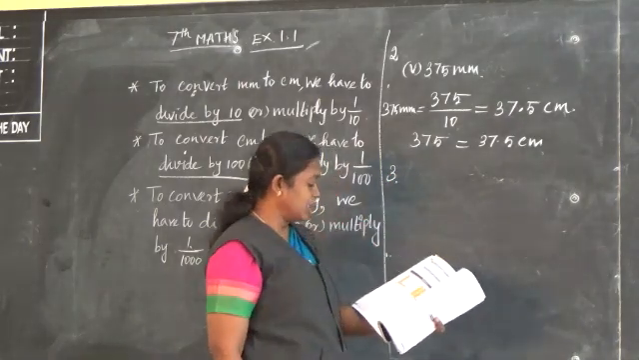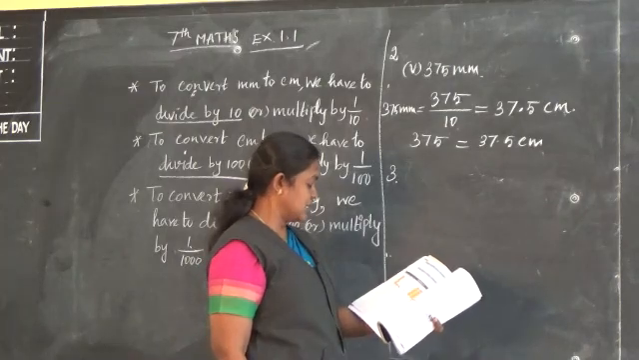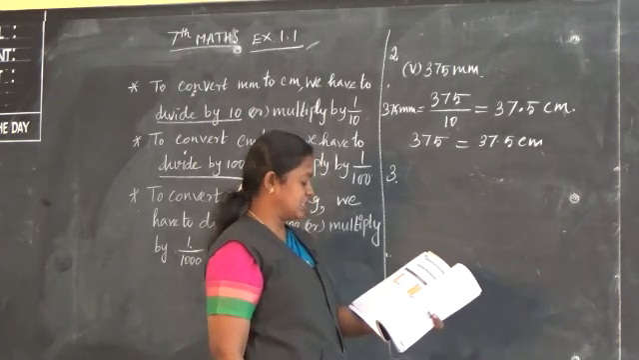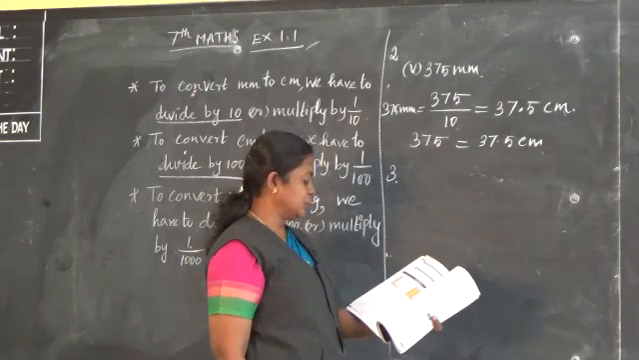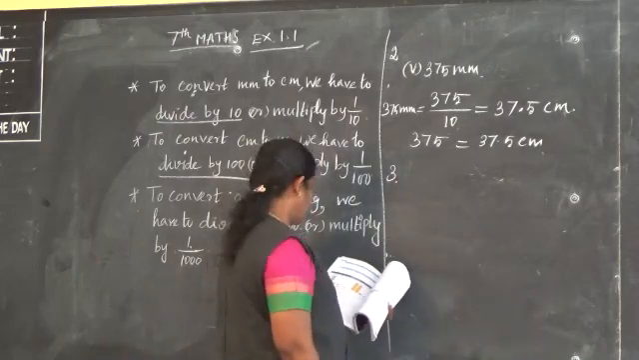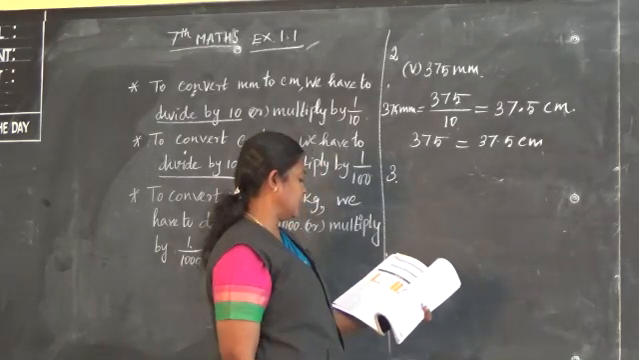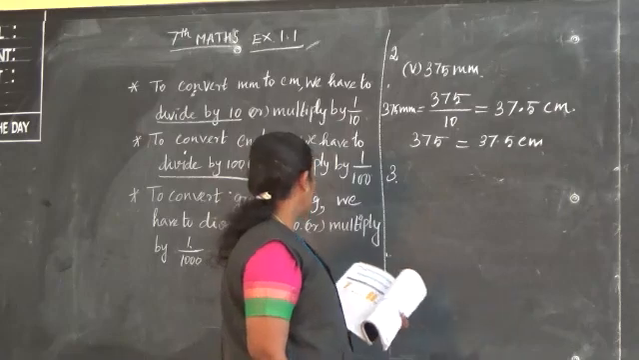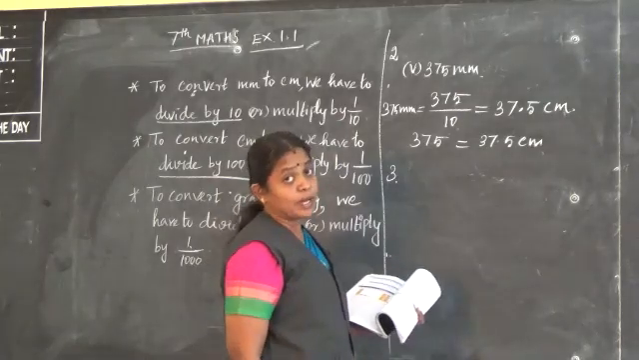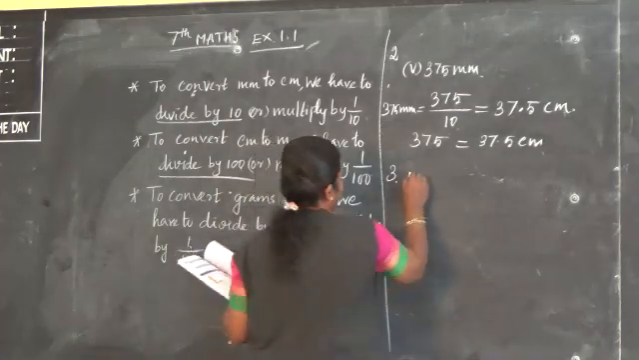Come to the third Roman. Express the following in meters using decimals. Centimeter is given to us, and we have to convert to meter. If we are converting centimeter to meter, what do we have to do? Divide by 100.